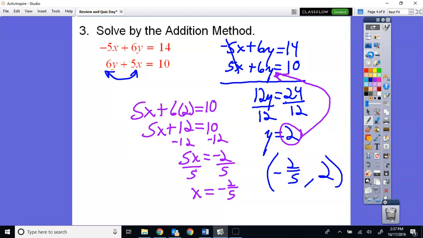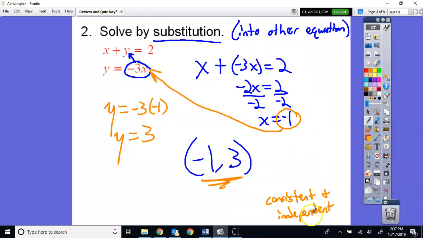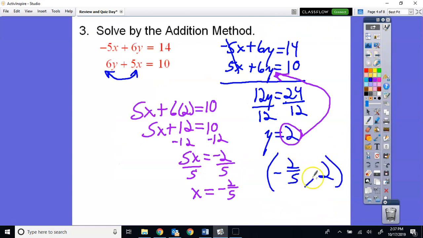Notice again that this one would also be consistent and independent, just like the one before it, because it has a solution. If it were infinite solutions, it would be consistent and dependent. Remember, we joked about the dependent boyfriend and girlfriend who are always stuck together, like those two lines would be if it's infinite solutions. So that's a quick overview of all three methods, the graphing method, the substitution method, and the addition method.